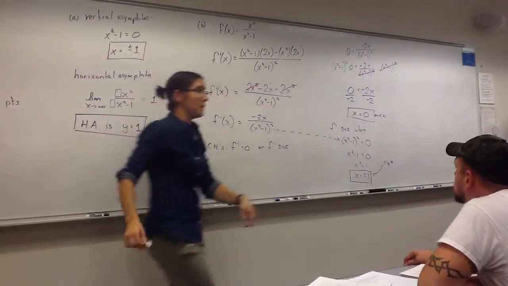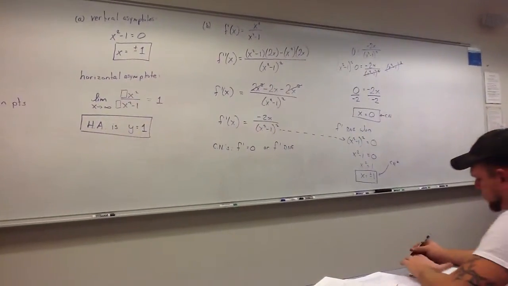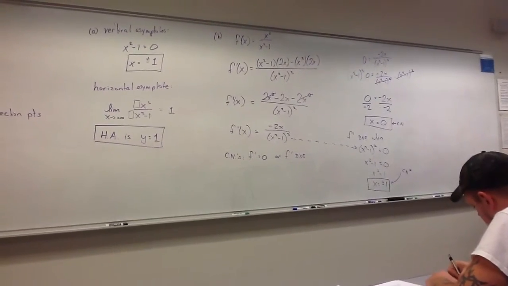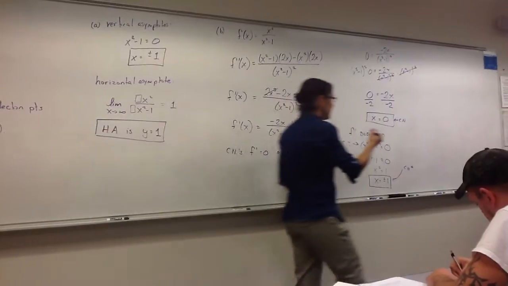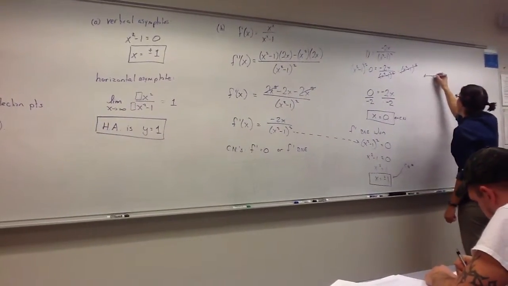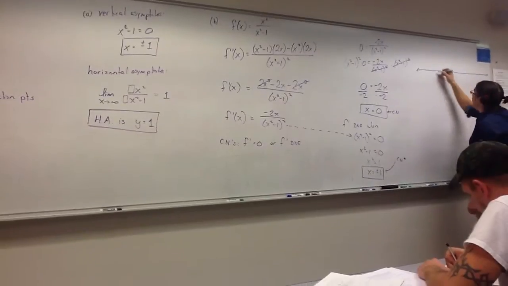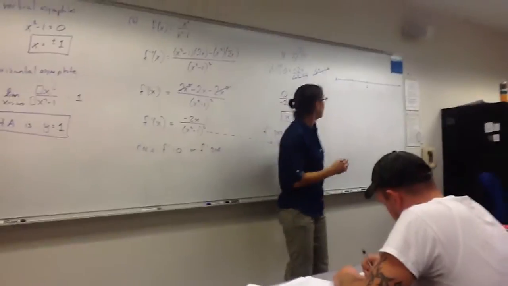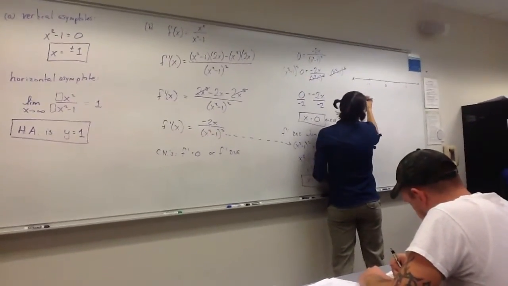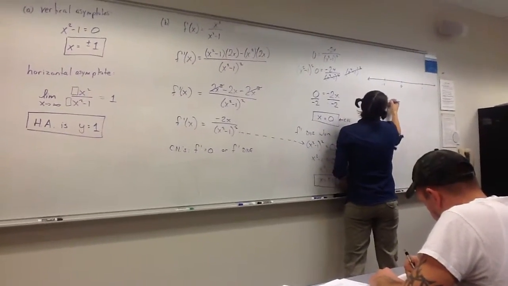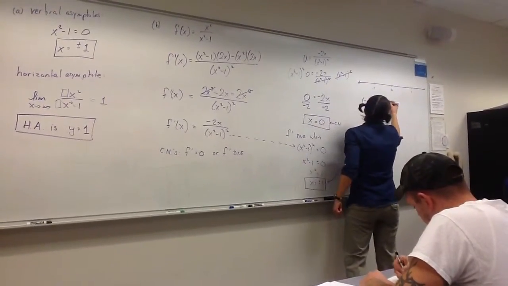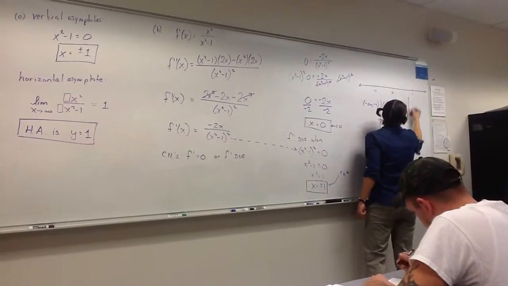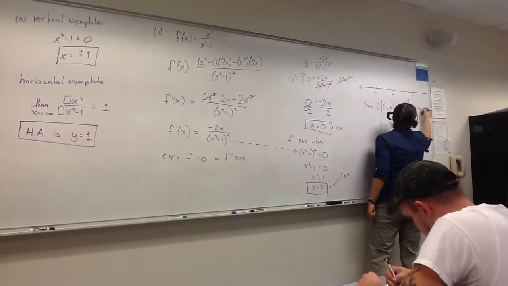All right, are there any questions so far about what's going on? We have not quite answered part B yet, but we're on our way. Okay? So our next step then is to create a table for ourselves. We're looking at intervals that are broken up by plus and minus 1 and 0. So my table will look like negative infinity up to negative 1, negative 1 up to 0, 0 to 1, and 1 off to infinity.